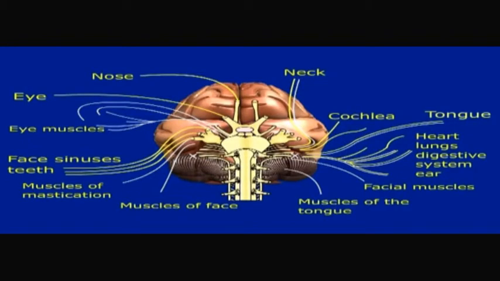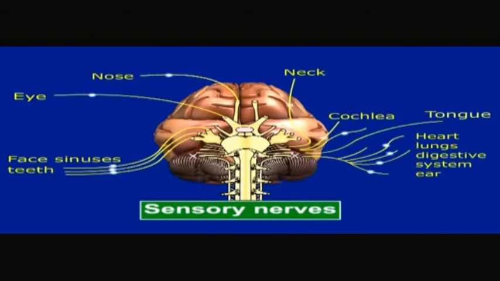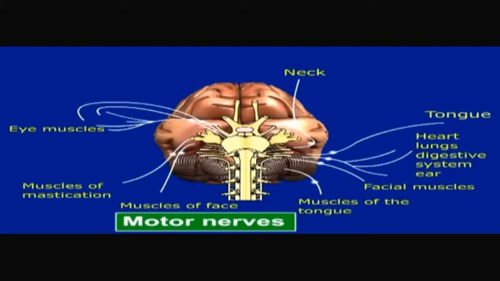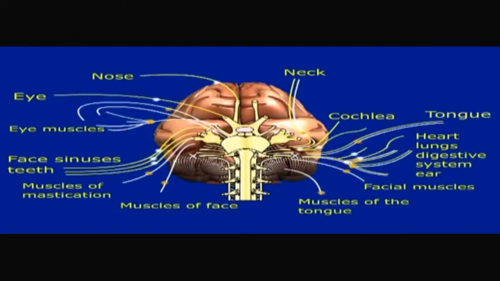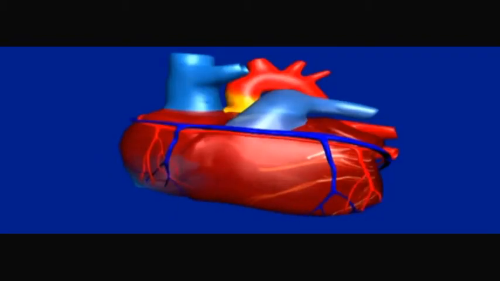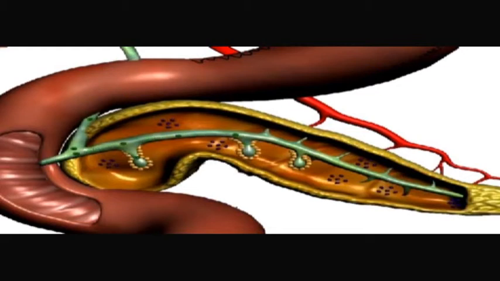Some cranial nerves are sensory nerves, which carry information to the brain from the sense organs. Some are motor nerves, which carry information from the brain to the organs, and some are mixed, which carry information from and to the brain. Of the 12 pairs of nerves, the vagus nerve, the 10th nerve, is more important. This vagus nerve controls the rate of heartbeat and secretions of the pancreas.